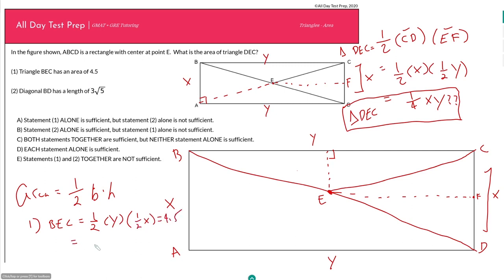If we simplify this now, what does this mean? This means the area of BEC is equal to 1/4 Y times X, which is just equal to 4.5. What are we looking for? We're looking for 1/4 X times Y, which is the same thing as 1/4 of Y times X. So this is telling us these two triangles are actually going to have the same area, even though it sort of looks from the picture like they don't. You can't always trust that your diagrams are drawn to scale. They should have the same area, and therefore the area of BEC is the same as the area for DEC, and this statement is sufficient.